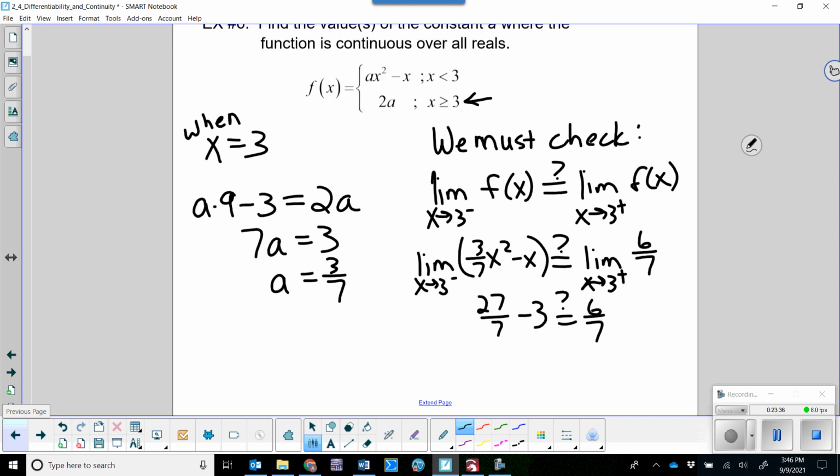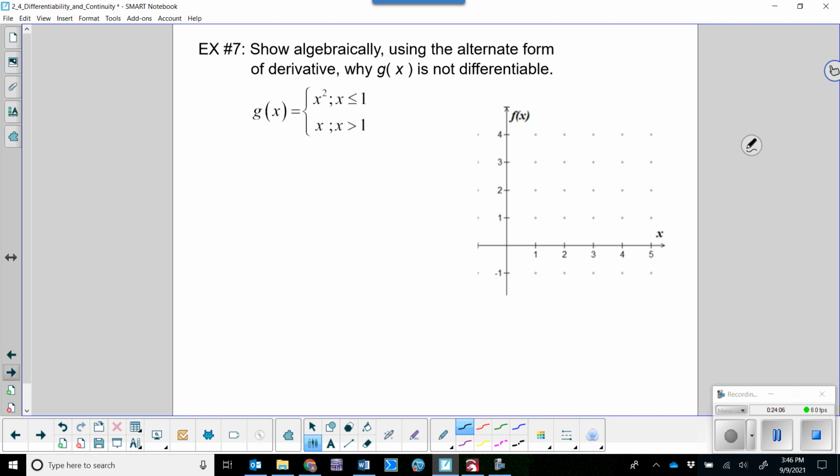So now let's figure out on the left. Well, the left would be 27/7 minus 21/7, because 3 would be 21/7. That's 6/7. 6/7 does equal 6/7. So this is true. Therefore, this function is continuous, and that's the value that works. So this is kind of a star this type question, because to prove continuity, I do need to use those limits. That's really important.